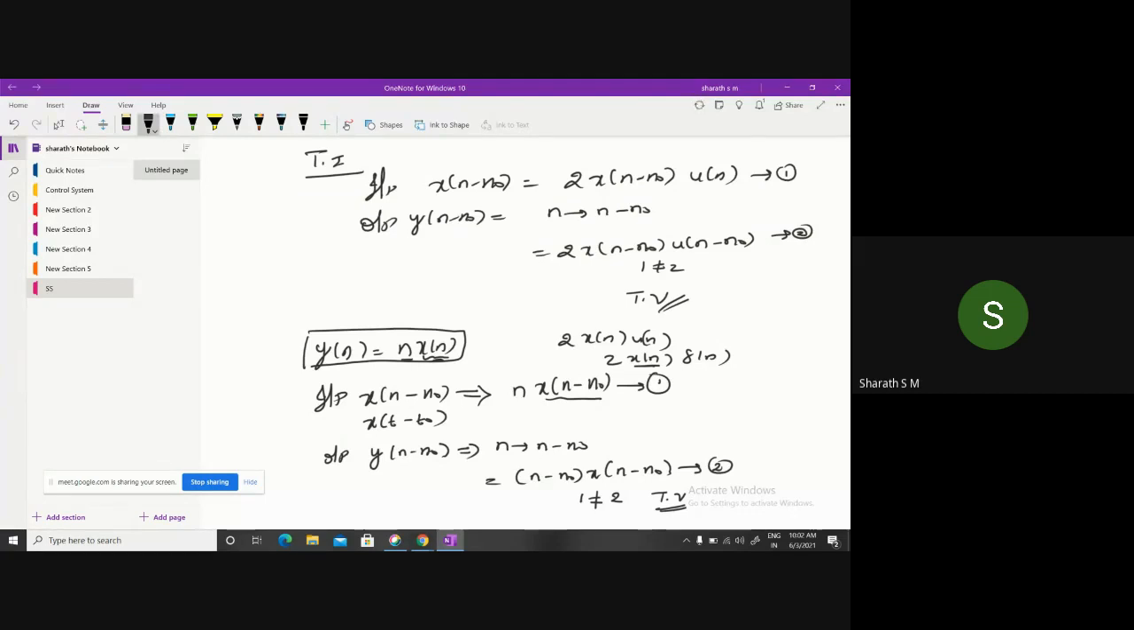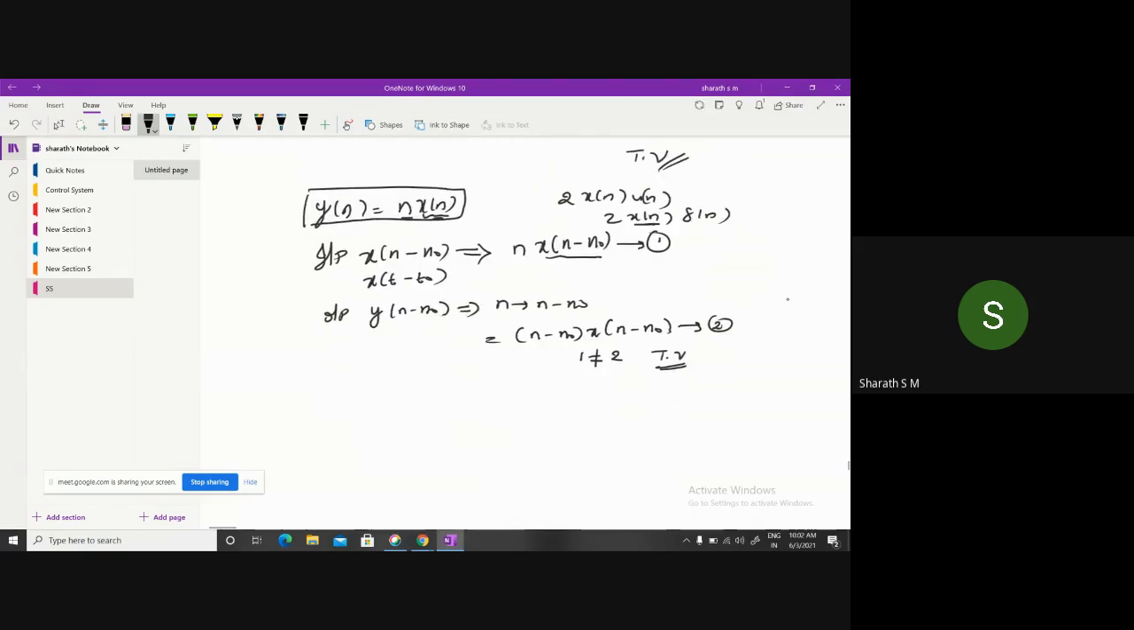So 1 is not equal to 2 here, so that is time variant property. In the same way, in the next problem.